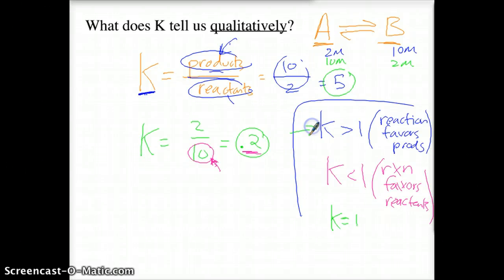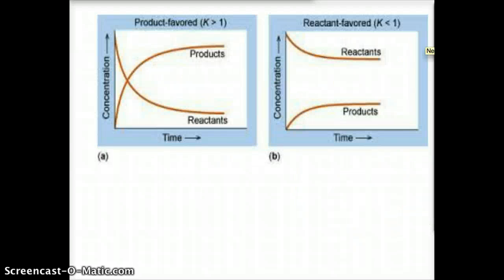So if I gave you a value of K, you would have to be able to tell me, does it favor the products or the reactants, and why? Graphically, what would this look like? Here are two examples. Here's where K is greater than 1. So first thing, how do we tell we're at equilibrium? Well, it looks like about right here, we would be at equilibrium because the concentration of reactants and products is not changing. As we can see, concentration is on the y-axis, and we have more products than reactants. So therefore, K is greater than 1.